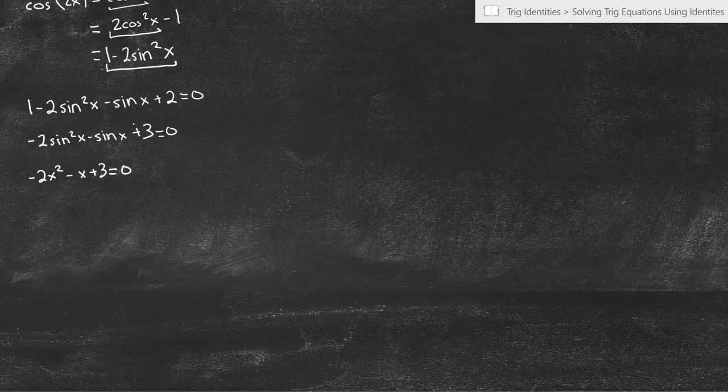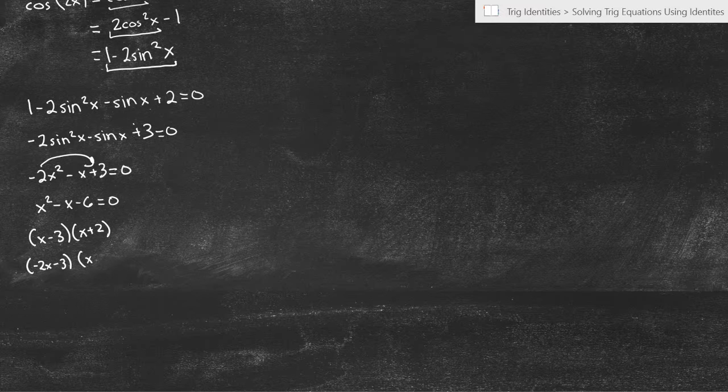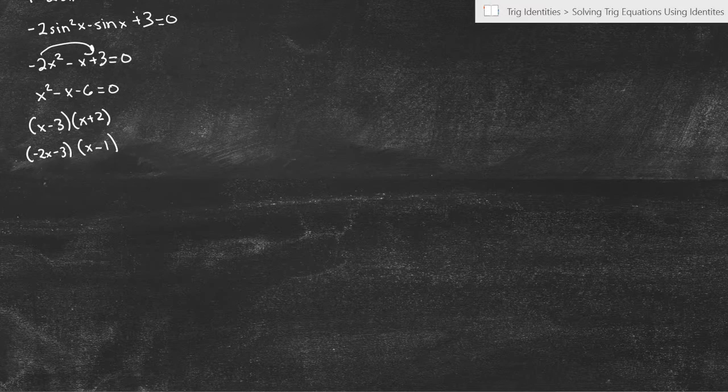And now I'm going to factor. The way I factor, I multiply there, and I'm going to get x squared minus x minus 6 equals 0, x minus 3, x plus 2. I'm going to divide back by my negative 2, so I'm going to get negative 2x minus 3, and then x minus 1. And then now I can plug back in my sine x, so I'll get negative 2 sine x minus 3 equals 0. And I'll get sine x minus 1 equals 0.